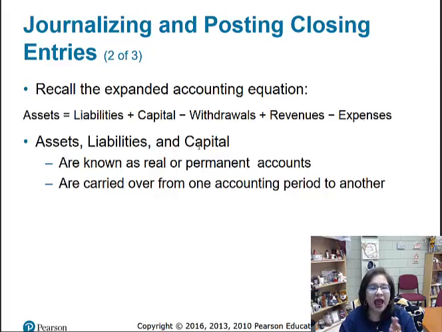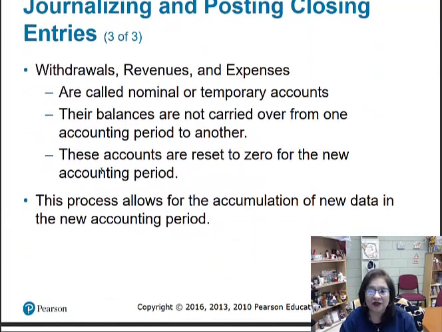Assets, liability, and capital, those are your permanent accounts. Remember, the capital account does not change at all. They're carried over from one accounting period to another. Whatever your assets are, carried over. Whatever your liabilities are, you carry over, okay, because you still owe them and you still have them as far as your assets.